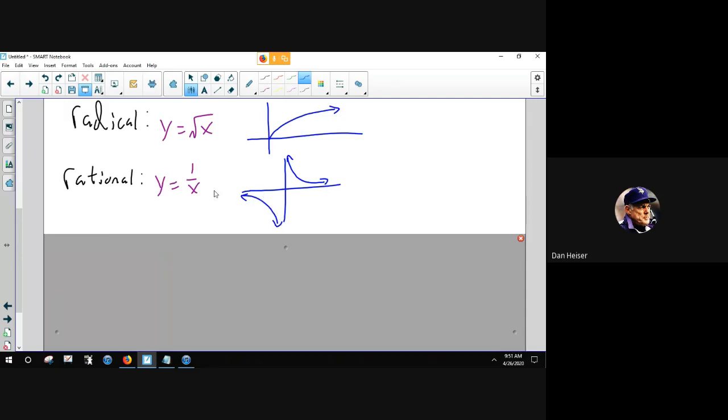As x gets really, really negative, it approaches the x-axis again. As x gets really, really close to 0 this way, this gets steeper and steeper. But again, they never get to be vertical. They never actually get there. They approach each axis, but they never cross the axis.